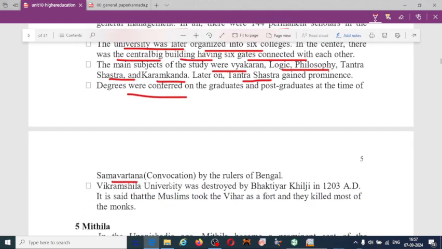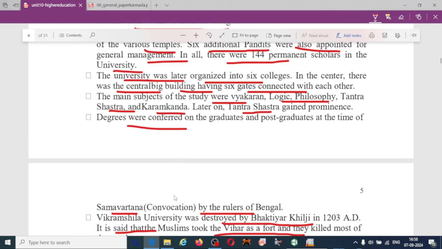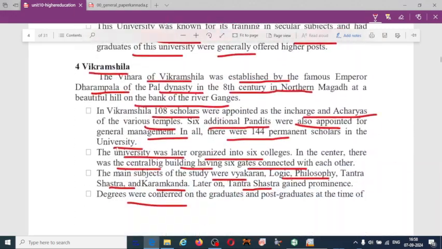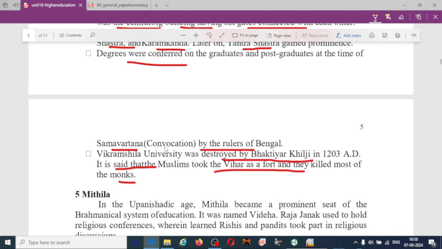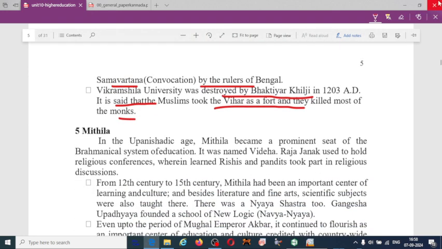Samavartana, convocation by the rules of Bengal. So at that time also convocations were there to award the degree for the postgraduates. Vikramashila University was destroyed by Bakhtiyar Khilji in 1200. It is said that the Muslims took the Vihara as a fort and they killed most of the monks. So same was the case as at Nalanda University, where Vikramashila University was destroyed and many of the monks died during that time.